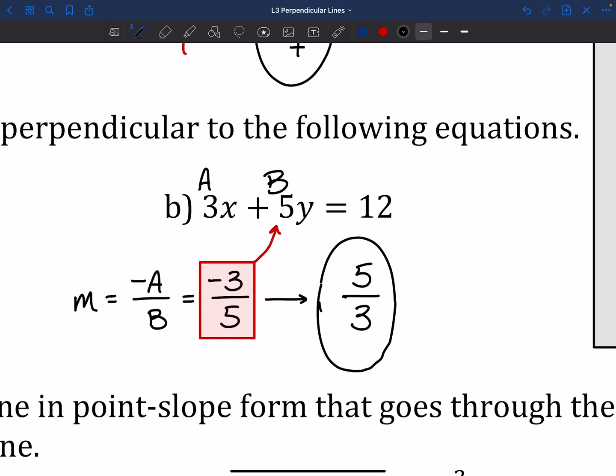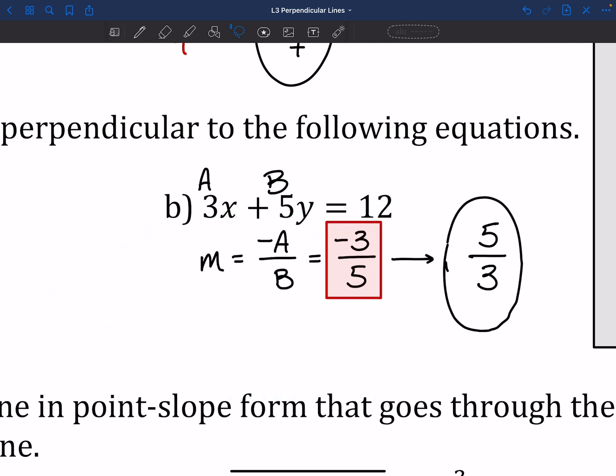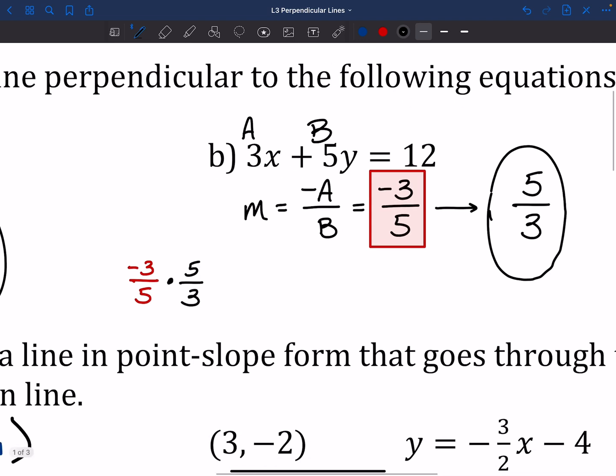Something to talk about: I mentioned we can check whether they're opposite reciprocals by multiplying them together. If they equal -1, then they're opposite reciprocals. Let me scooch some of this around a little bit. I know you don't have the ability to do this on your paper, so if you've got a little extra space somewhere, maybe along the side, you can sneak this in. If I multiply these together, I've got -3 over 5 times 5 over 3. Those are the two opposite reciprocals I had in this problem.